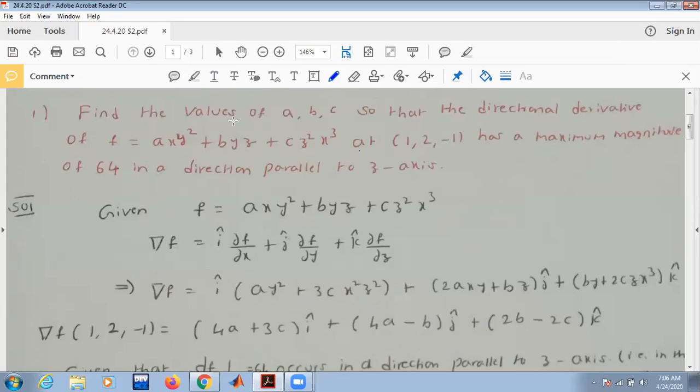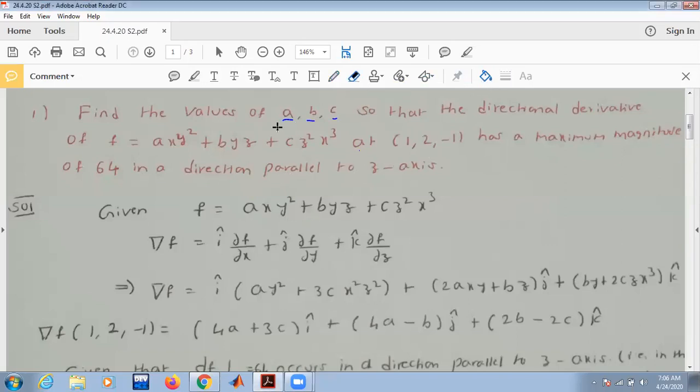Read the problem. Find the values of a, b, c so that the directional derivative of f = axy² + byz + cz²x³ at (1, 2, -1) has a maximum magnitude of 64 in a direction parallel to the z-axis.